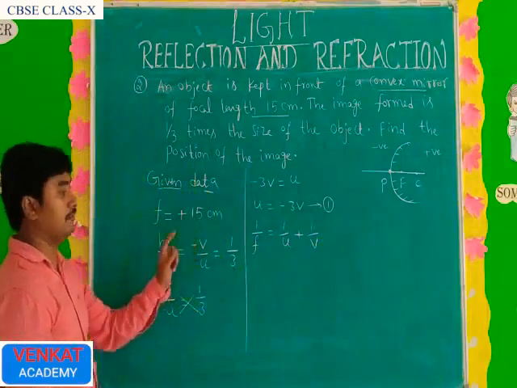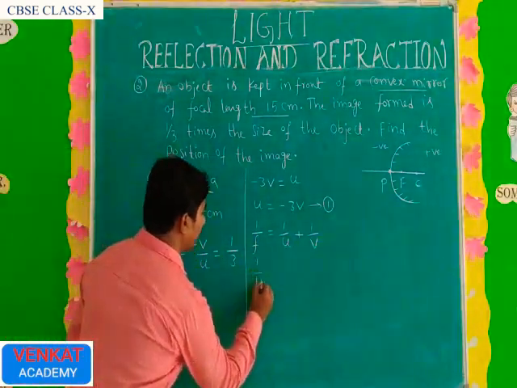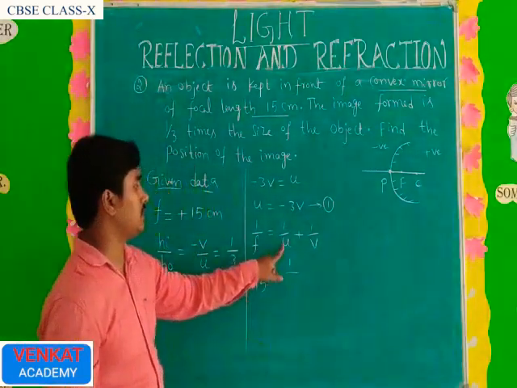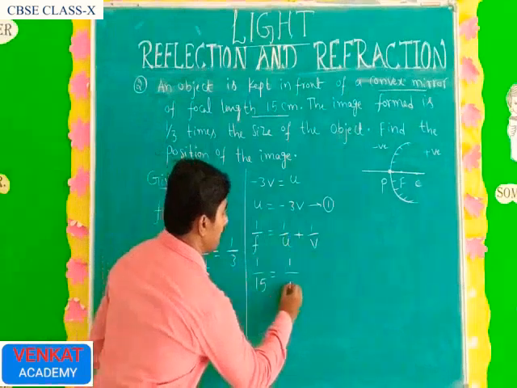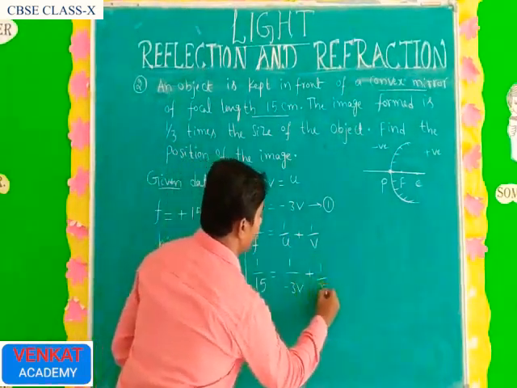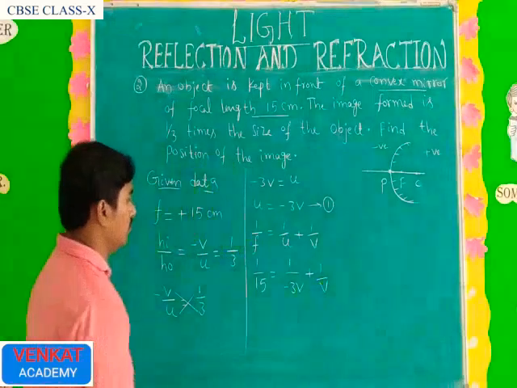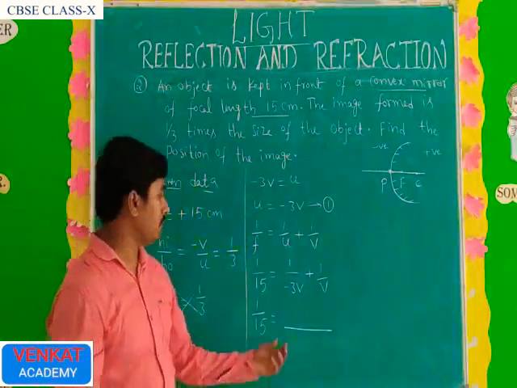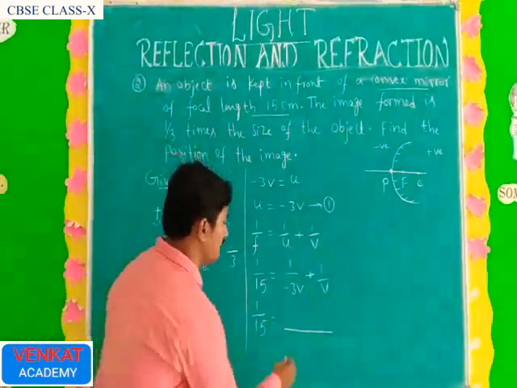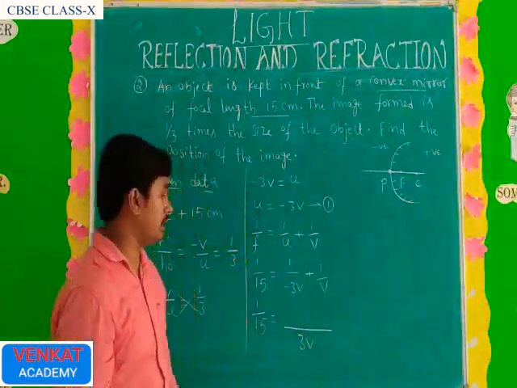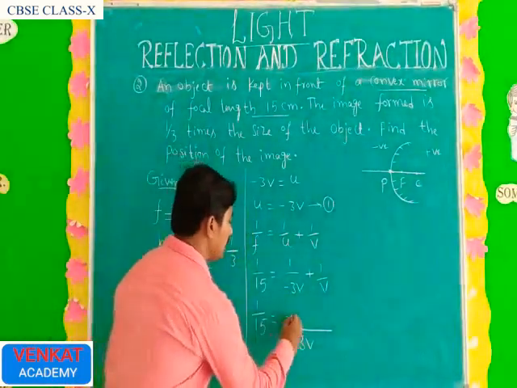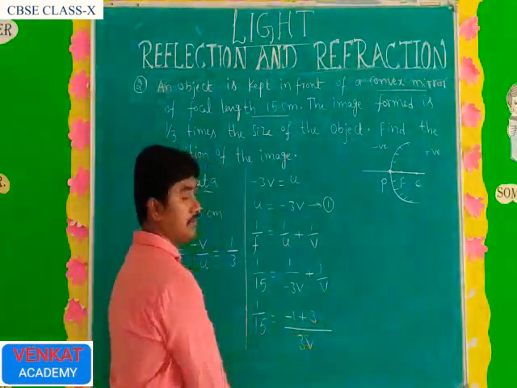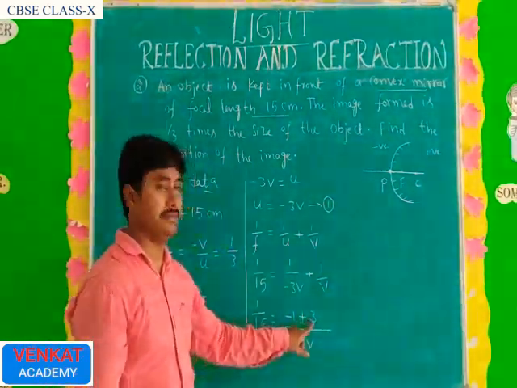You know the f value very well. 1 by 15 is equal to 1 by u plus 1 by v. U is equal to minus 3v, so minus 1 by 3v plus 1 by v. Now 1 by 15 is equal to, take the LCM of 3v and v, which is 3v. Then 3v into 1 gives minus 1 plus 3.